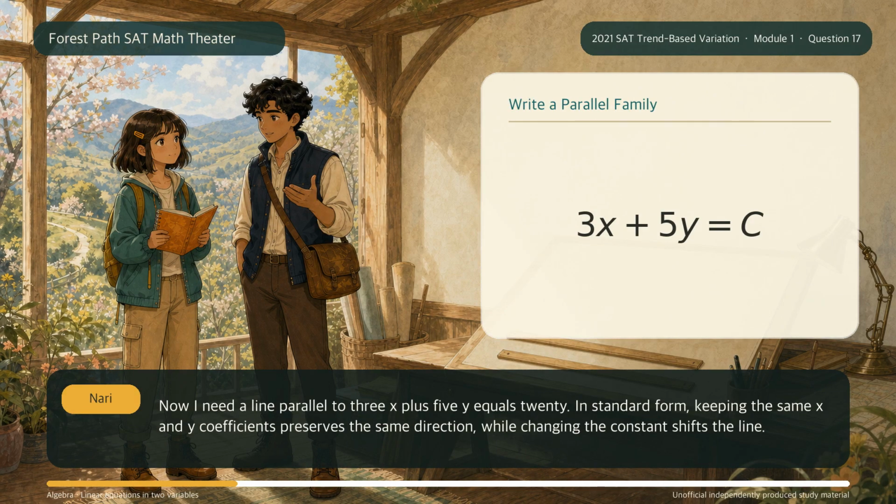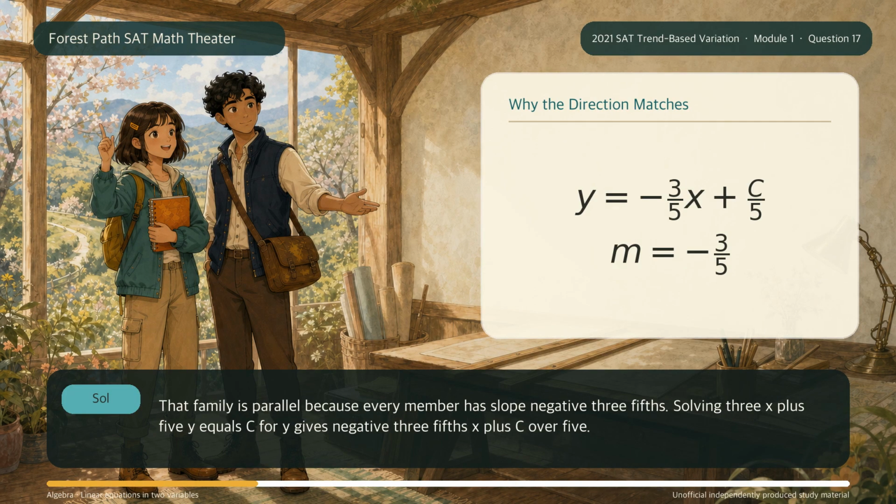Now I need a line parallel to 3x plus 5y equals 20. In standard form, keeping the same x and y coefficients preserves the same direction, while changing the constant shifts the line. That family is parallel because every member has slope -3/5. Solving 3x plus 5y equals c for y gives -3/5 x plus c over 5.